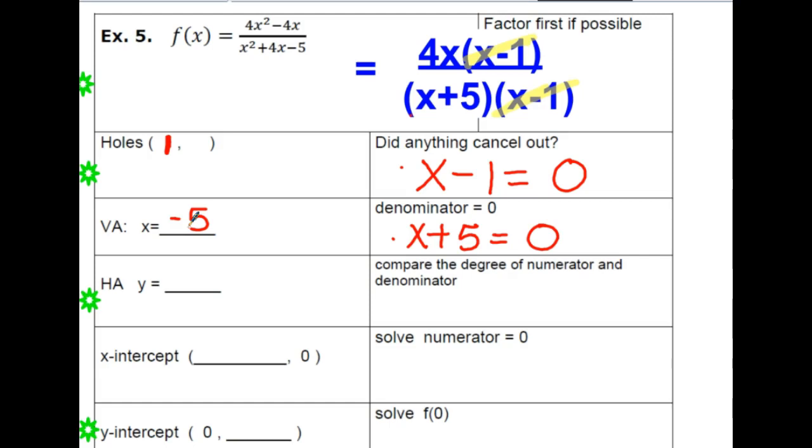How do you find the x-intercept? Take the numerator, and it has to be equal to 0. How are we going to remember all this stuff? Well, read the chart. You know what to do. And so what's that equal to? 0. Now, we will come back and fill in the rest of these notes tomorrow.